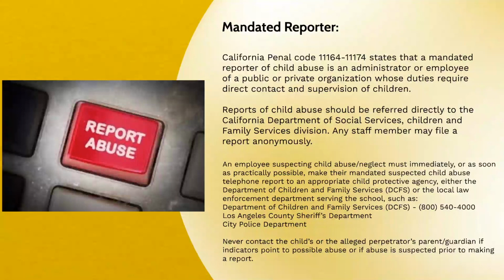An employee suspecting child abuse or neglect must immediately, or as soon as practically possible, make their mandated suspected child abuse report by telephone to the appropriate child protective agency, either the Department of Children and Family Services or the local law enforcement department serving the students. These numbers and resources can be seen on screen. Never contact the child or alleged perpetrator's parent or guardian if indicators point to possible abuse, or if abuse is suspected, prior to making a report.